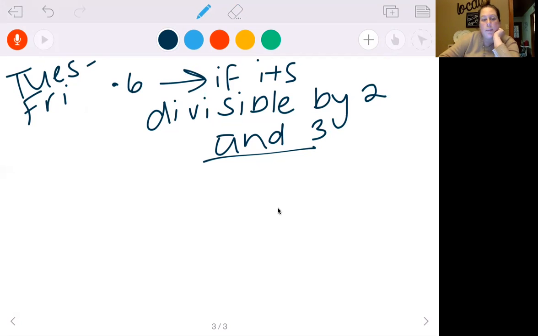So what we'll do is we'll make a little chart and we'll kind of check off 2, check off 3. And if you see a check in your 2 and your 3, you don't have to do any work, just check off 6, okay? So let's look at the bottom of the answer to our word problem.